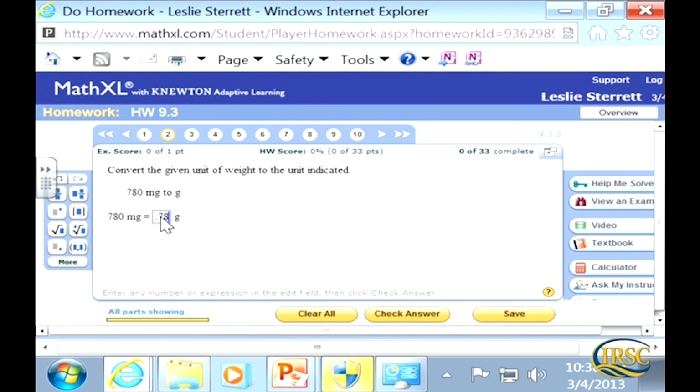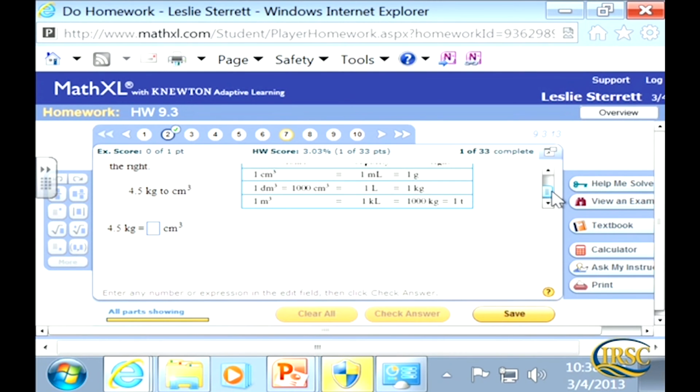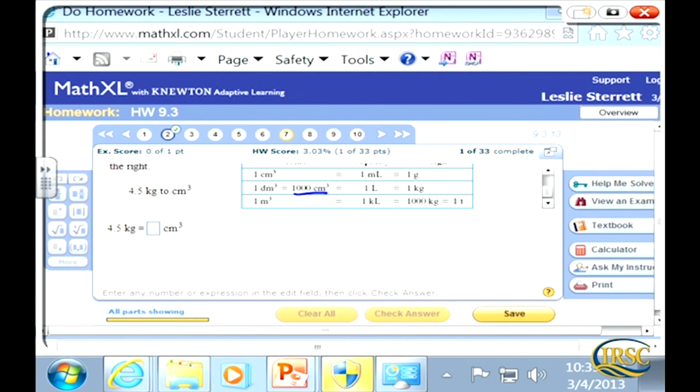Okay, 0.78. Good job. We're converting 4.5 kilograms to cubic centimeters. So where do we have a comparison between kilograms and cubic centimeters? There's a couple ways you could do this. There is a direct comparison: 1,000 cubic centimeters right here is equal to 1 kilogram.